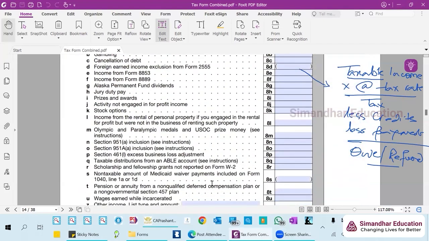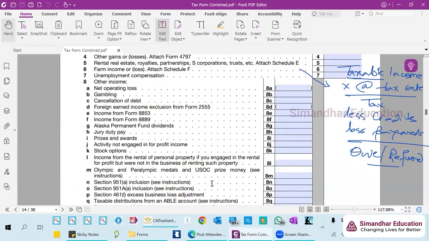Now, you see the schedule one. Schedule one is all about additional income and adjustments to income. So if I have any additional items which I want to show, because I can't fit everything in my 1040, I would look for part one of schedule one for any additional income items. So these are all my additional income items. It's not that all of these would have numbers. There could be one or two which have numbers, and there could be none.